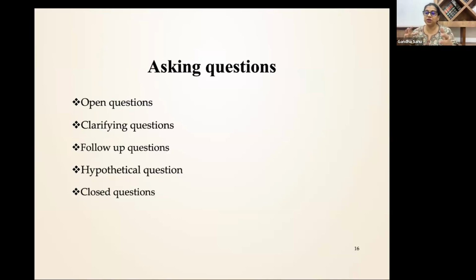But first we'll look at how do we start? How do we collect information in the beginning? And then we look at various techniques by which we can do that better. So today we will only look at the broader way of asking questions and why we ask what questions.